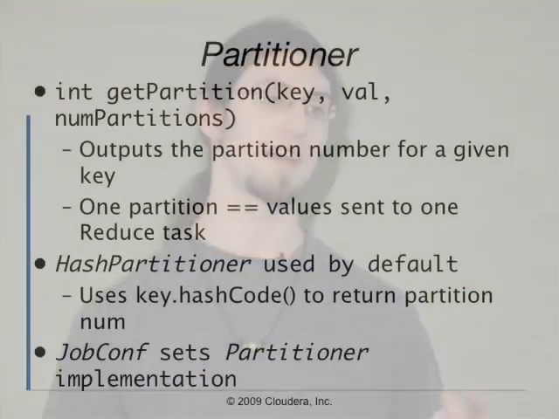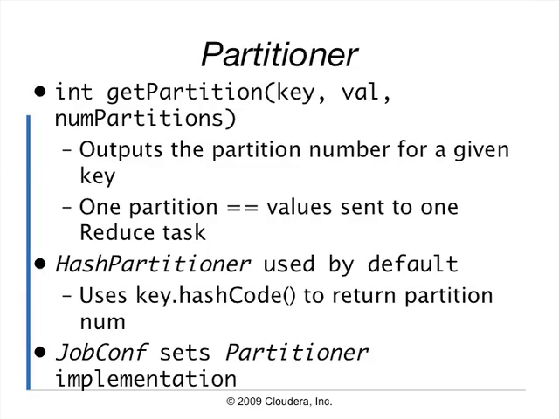If you know something about the shape of your data, like you've got an awful lot of data that's going to hash the same way, then you could override this with a different partitioner implementation that is a little more intelligent. So finally, this goes to the reducer.